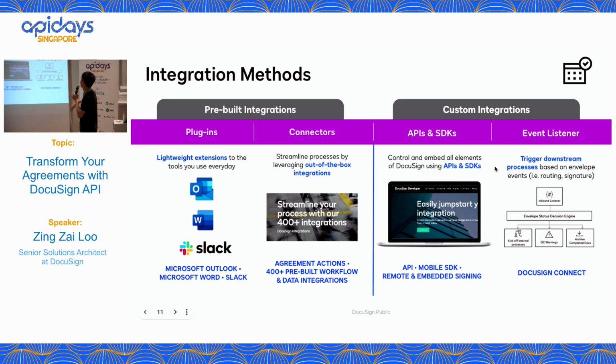On the last pillar, it's event listener. So event listeners are typically used to connect up and trigger some of the downstream flows. For example, if a certain signer has signed the document on an envelope, maybe trigger payroll, right? I don't need to manually go and talk to payroll and tell them to trigger that process. I can always make use of these event listeners to help me streamline and automate my workflow.